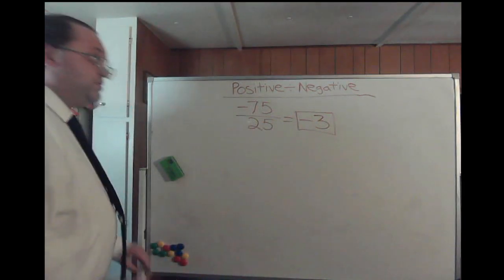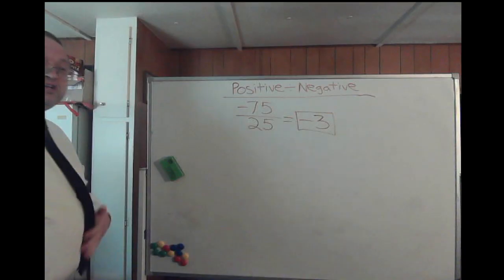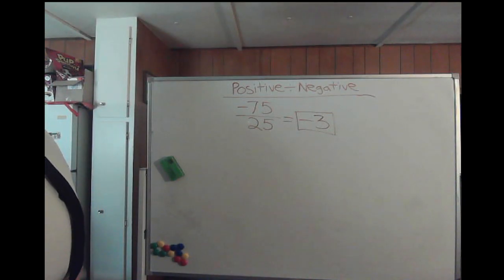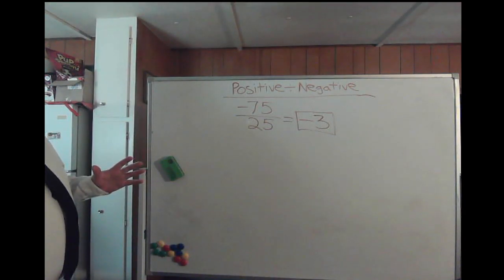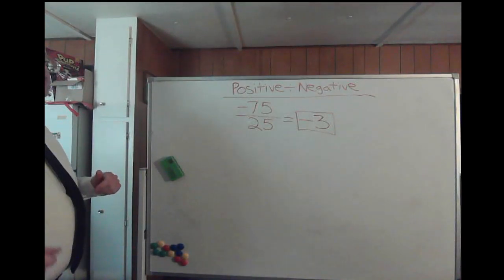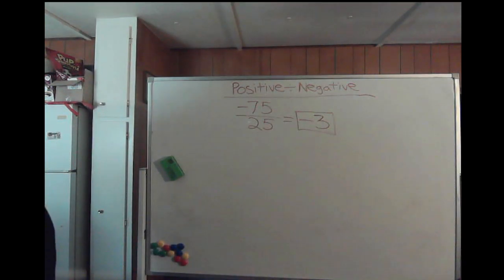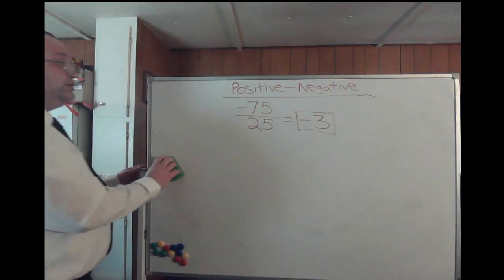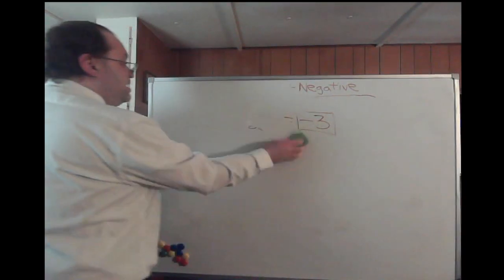And really, that's all there is. Just like the multiplication of real numbers lesson earlier, it's the same way. If you have a positive divided by a positive, you're going to get a positive answer. If you have a negative divided by a negative, you're going to get a positive answer. If you have either a positive divided by a negative or a negative divided by a positive, you'll get a negative answer. That's really all there is to these.